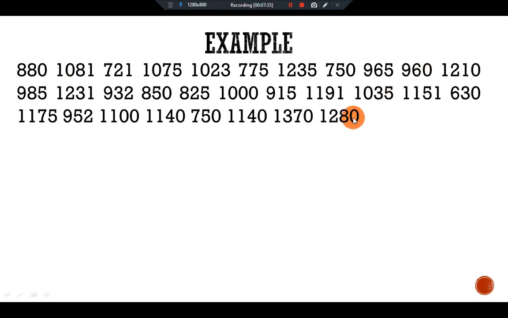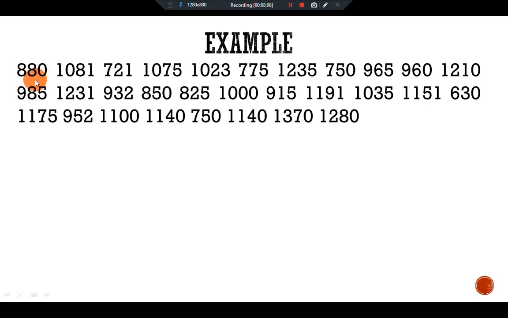So most of our values have 4 digits and some have 3 digits. There is no value available which has 2 or 1 digit or more than 4 digits. So the first value here is 880. So the stem here is 8, and we have leaf as 80.